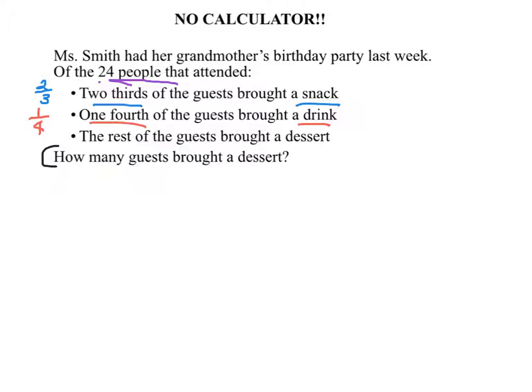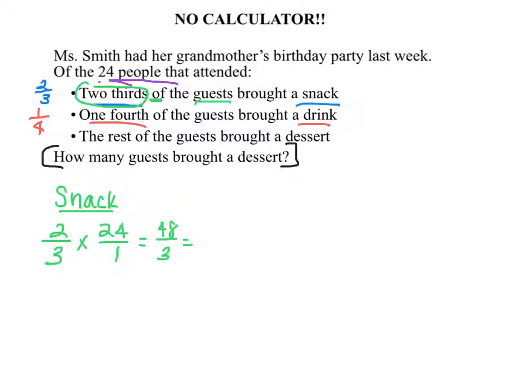I'm looking for how many people brought the dessert. So this goes back a while, but when we have a fraction of a total, and the total guests is 24, I can multiply. So for the snack, it's 2/3 of the total guests, which is 24. Multiply straight across. 2 times 24 is 48. 48 divided by 3 is 16. So 16 people brought a snack.